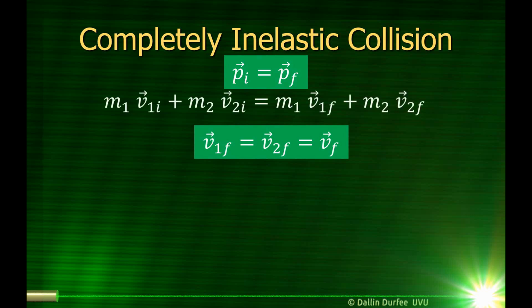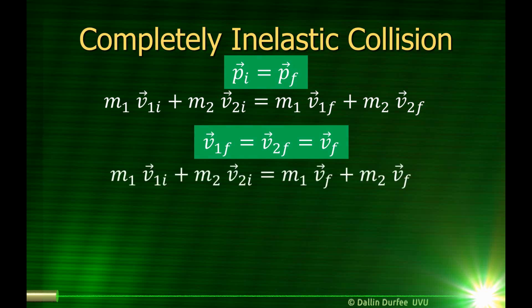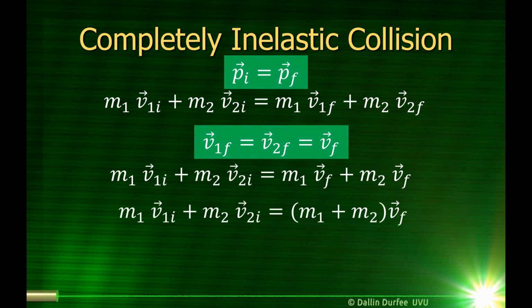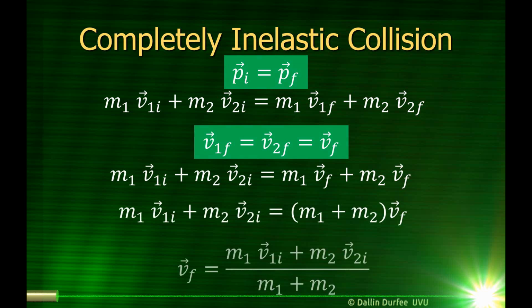So my equation for conservation of momentum is just m1 v1 initial plus m2 v2 initial is equal to m1 v1 final plus m2 v2 final. And then applying the second condition, that the two final velocities are the same, I can replace v1 final and v2 final with just v final. Then I can factor out the v final and then divide both sides by the sum of the two masses, and I get my solution. All right? So in a completely inelastic collision, the math actually is not that bad.